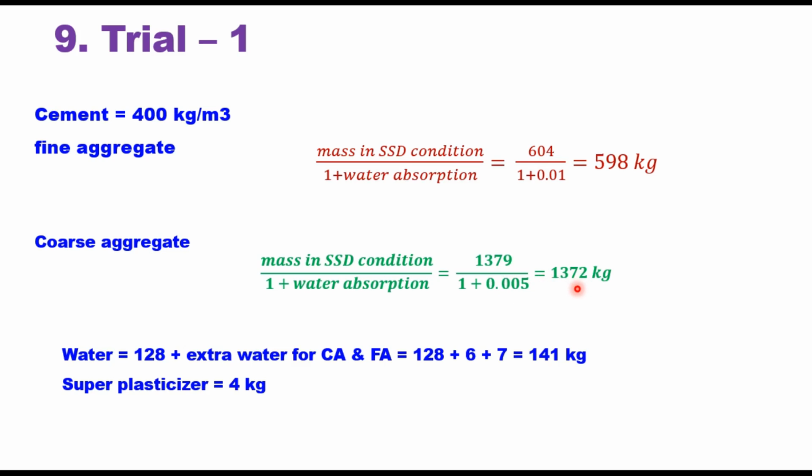And therefore, the total water requirement will be 128 plus extra water for coarse aggregate and fine aggregate. And this is 128. Extra water is the difference between these two, that is 6 kg, and the difference between these two, that is 7 kg. So water requirement will be 141 kg. Out of this 141 kg, 6 kg will be absorbed by fine aggregate, 7 kg will be absorbed by coarse aggregate, and the remaining 128 will be available for the concrete. Superplasticizer will be 4 kg.